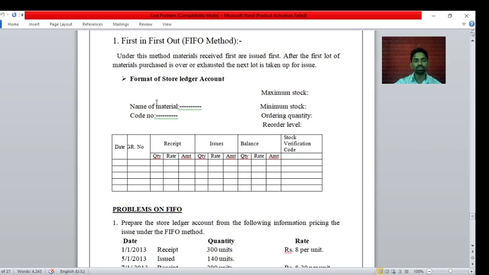Now this is the format. See the format of the store ledger account, that is, how to prepare the FIFO accounts. The name of the material, whether X material, Y material, Z material or ABC material, and the code number of these materials you have to put. Next, the maximum stock, minimum stock, ordering quantity and reorder level. Whatever information is given, you have to put in front of these heads.